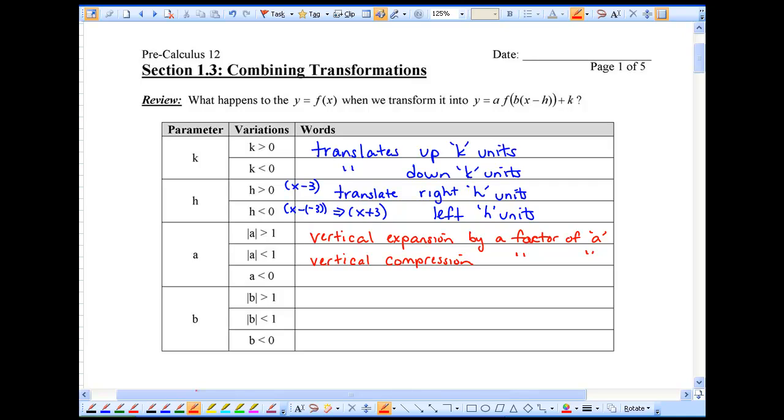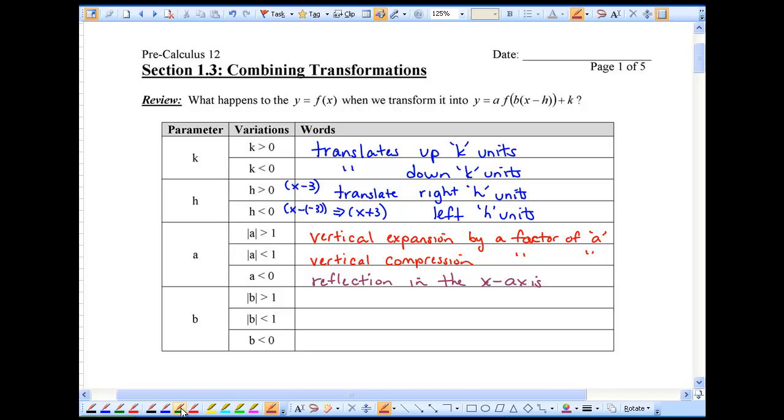And what happens if we find that a is negative? That means it's less than 0. Yes, that's where we do the reflections. In this case, it's a reflection in the, remember which axis? If you said x-axis, you are correct. Okay, look back at your notes if you're not too sure why.